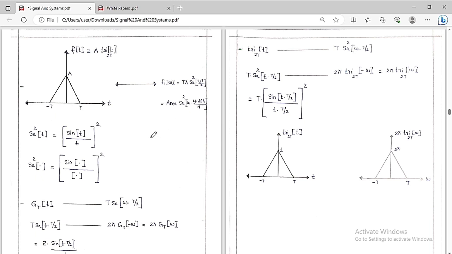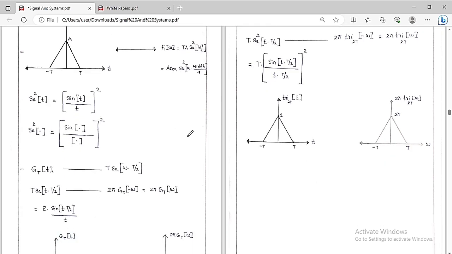So what is the formula here? Area into Sa of omega into width by 4, whole square. So the only thing that you have to remember is this. For a rectangular pulse, what is the Fourier transform? I have already told you. F of omega is equal to area into Sa of omega into width by 2.